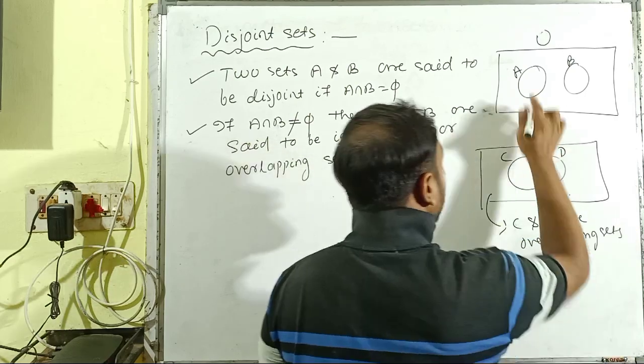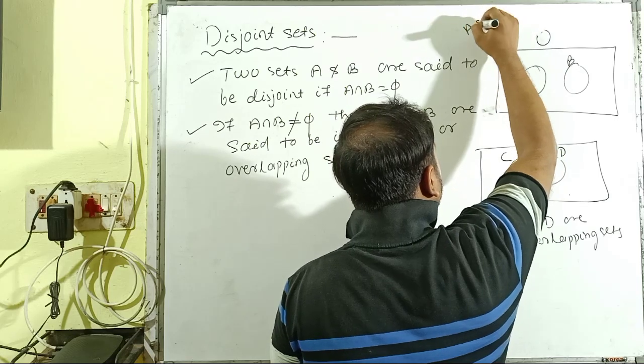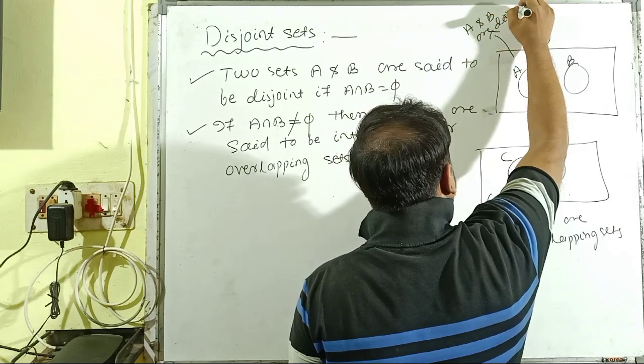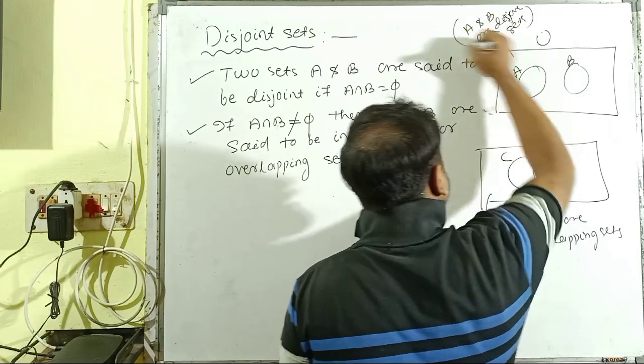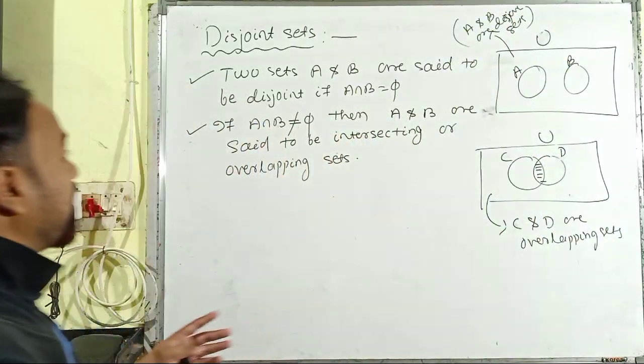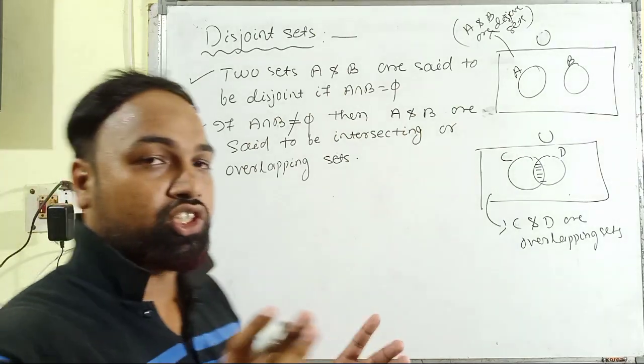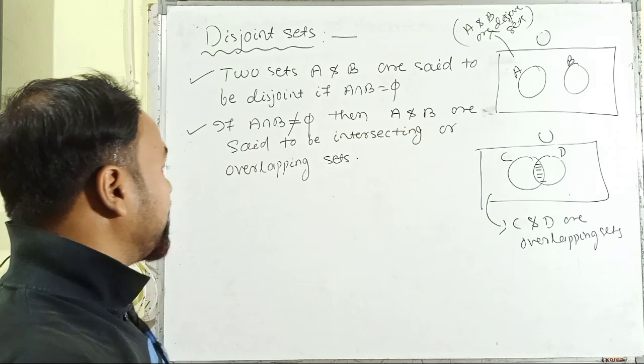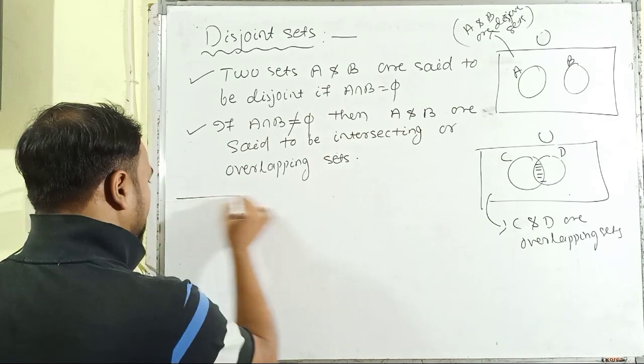Overlapping sets. But here in this case, you can say that A and B are disjoint sets. Disjoint sets. So this is all about the definition and fundamental behind the disjoint sets. Then let us solve some of the problems based upon the disjoint sets and overlapping sets.